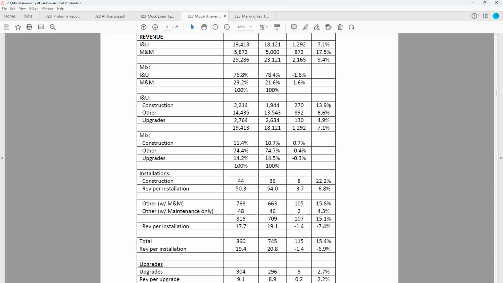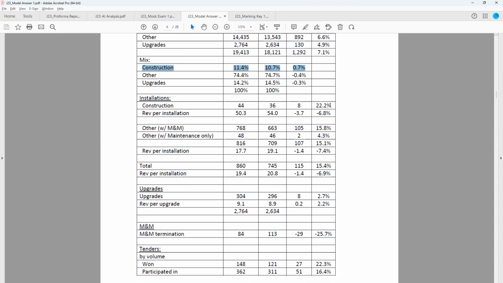Similarly, when I can see that construction revenue has increased more than the others, I'd expect to see, when I do my mix calculations, that mix has shifted towards construction, because if it's increased by more than the others, that of course would result in revenue mix shifting towards construction. Again, that's going to be positive for the gross profit margin.